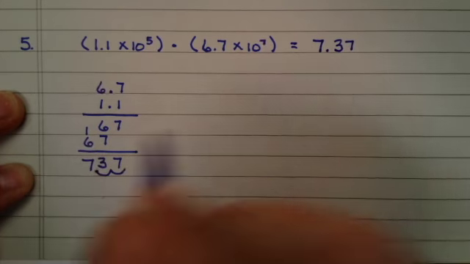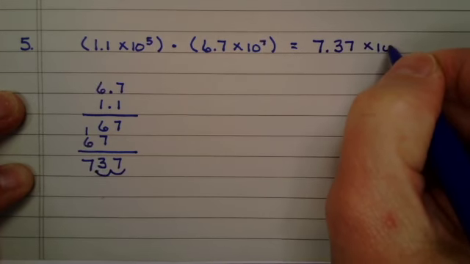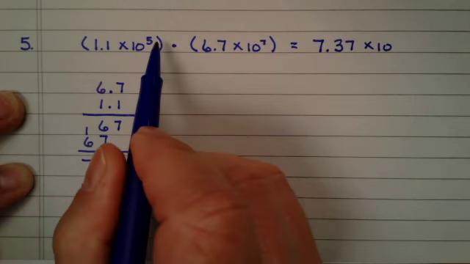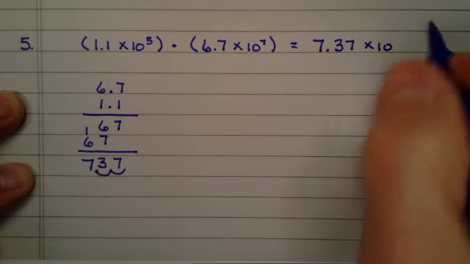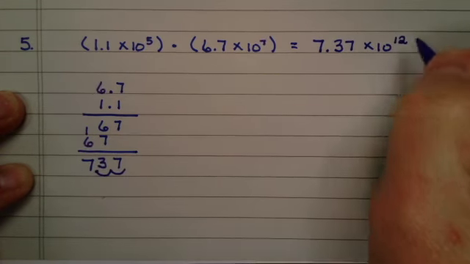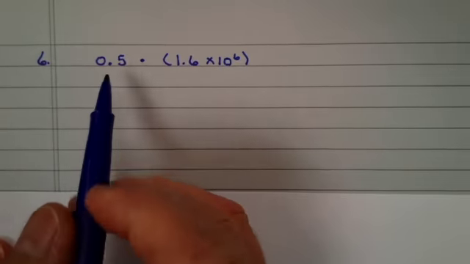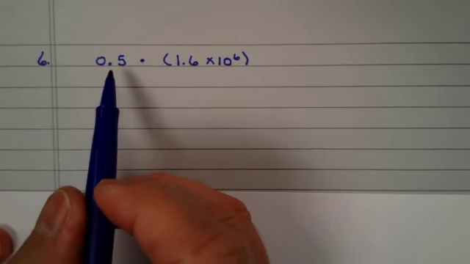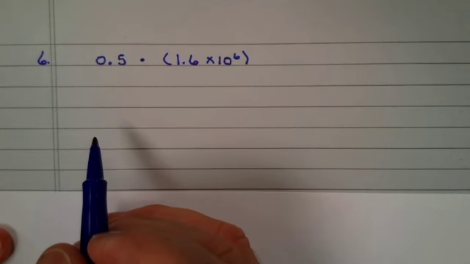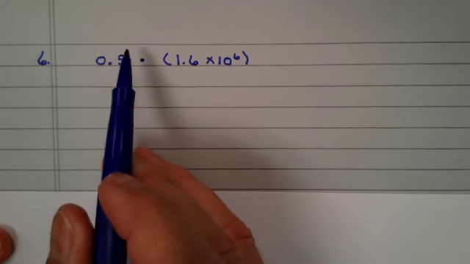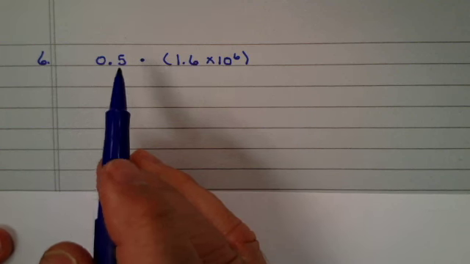7.37 times 10. When I multiply, I need to add my exponents. 5 plus 7 is 12. If a number is not written in scientific notation, then you need to write it in scientific notation. So this number right here needs to be written in scientific notation.